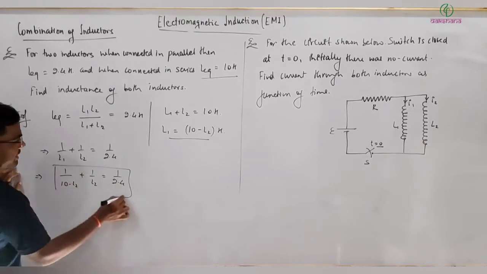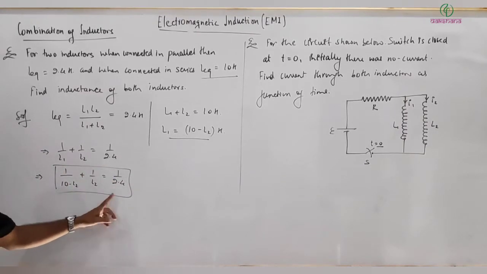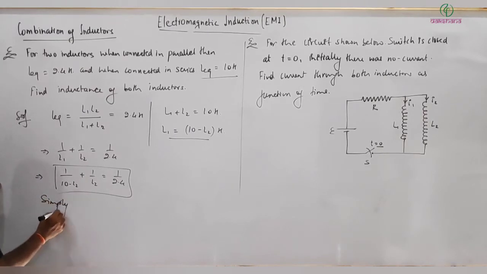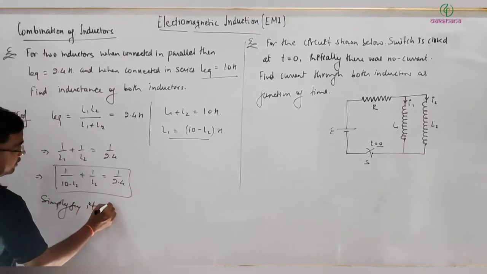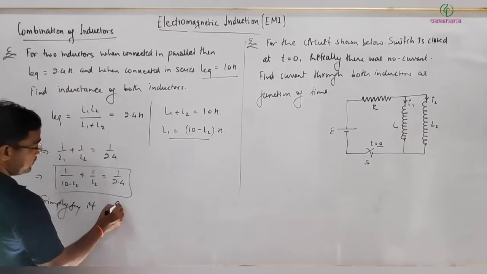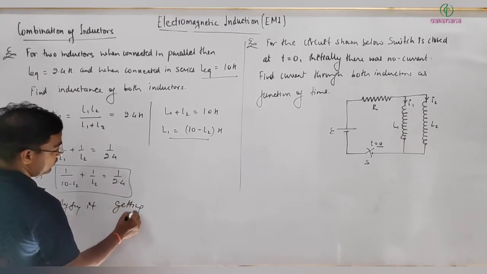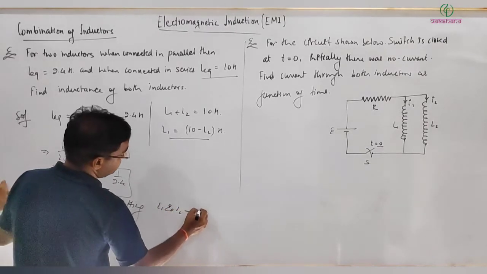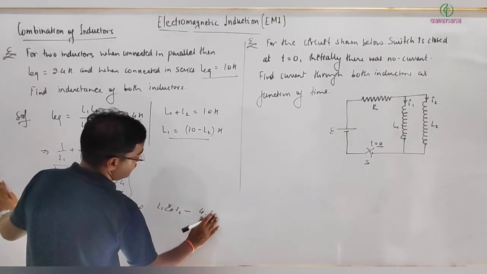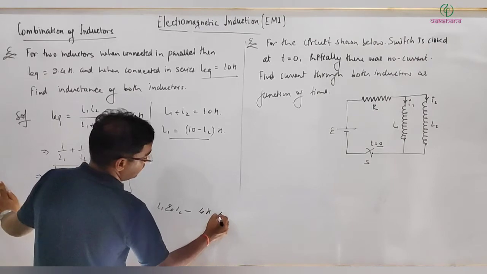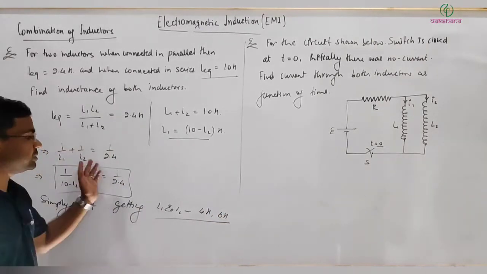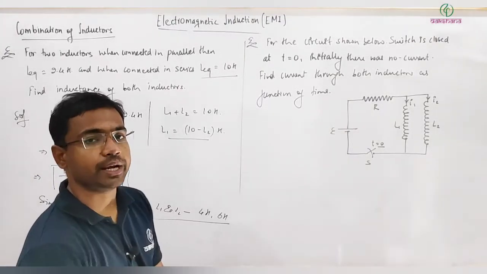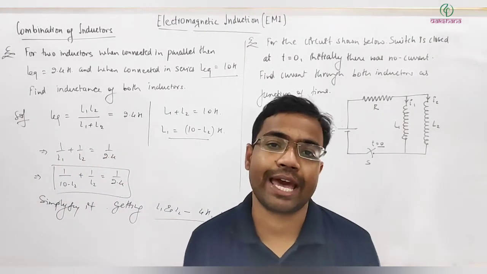This is only one equation in L2. We can simplify it, and we get L1 and L2 as 4 and 6 Henry. You can just check the calculation. So this is a simple straightforward problem. Solving, you will get one inductor coming out to be 4 Henry and the other inductor will be 6 Henry.